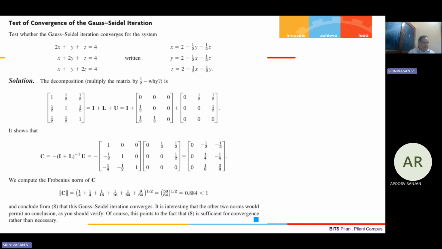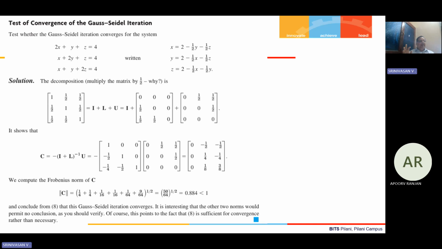I plus L is nothing but 1, 0, 0, minus half, 1, 0, minus 1 by 4, minus 1 by 2, 1. Isn't that so? That I have found out. How did you find the inverse? What is I plus L? I plus L is actually 1, 0, 0, 0, 1, 0, 0, 0, 1 plus 0, 0, 0, half, 0, 0, half, half, 0. That is 1, 0, 0, half, 1, 0, half, half, 1. Okay. That is your matrix.